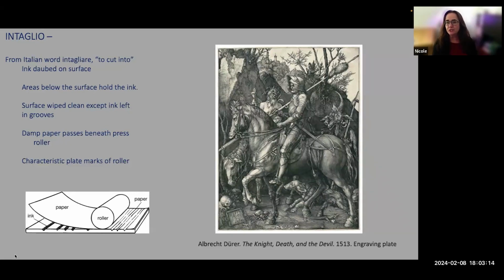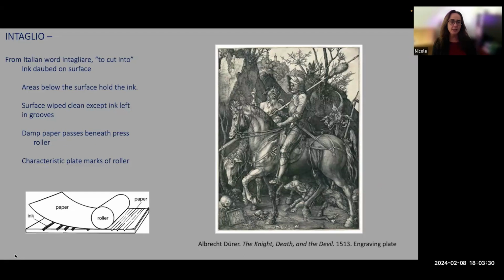Intaglio printing was traditionally done from polished copper plates, but now zinc, steel, titanium, aluminum, and even plastic are often used. Engraving and dry point and etching are the principal intaglio processes, and we'll look at some of the differences between those two things.